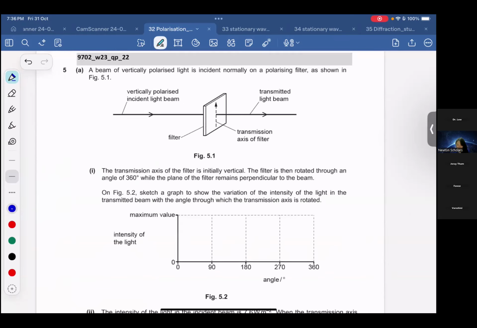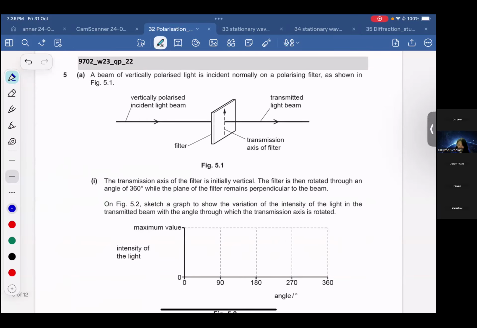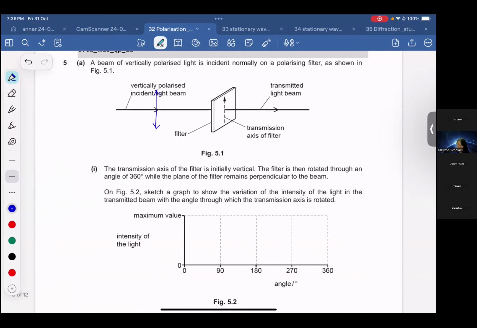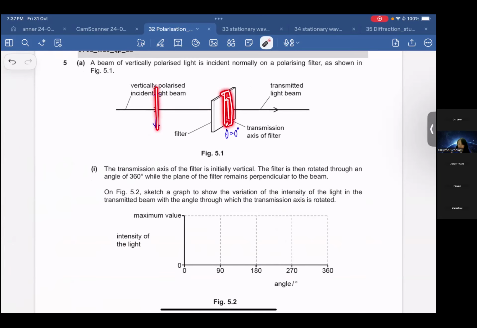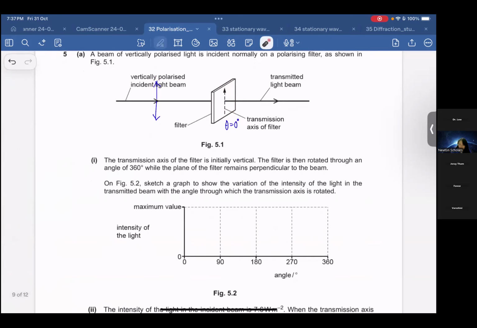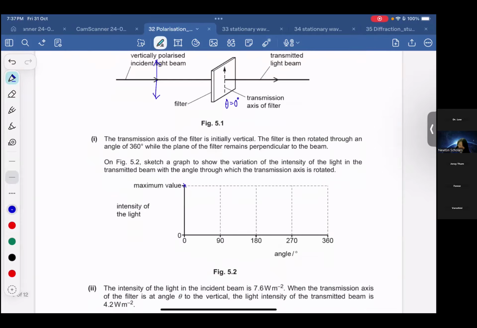Okay, here, boys and girls, we come to here. A beam with a vertical polarized, okay, vertical polarized, is incident normally on a polarizing filter. Initially the angle is 0 degree. It allows the wave to pass through because they are in the same direction. So at 0 degree, this is the maximum value. It will pass through with maximum value. So this point is maximum.